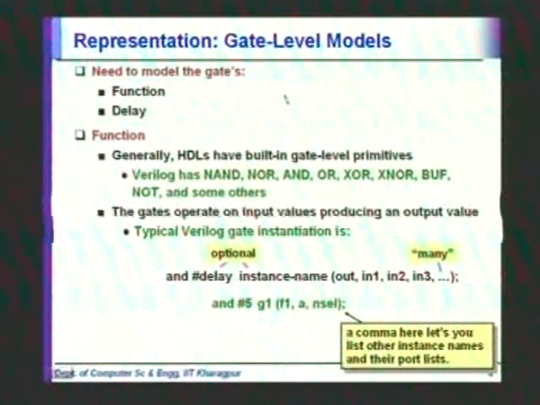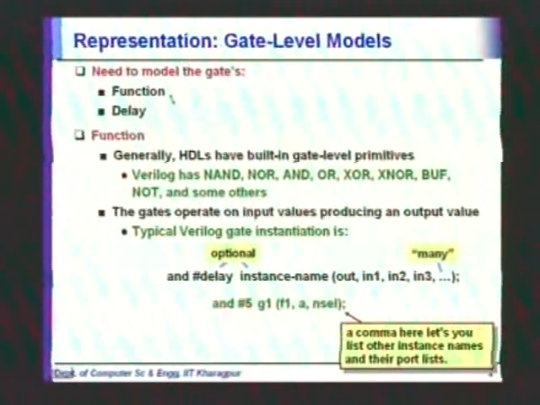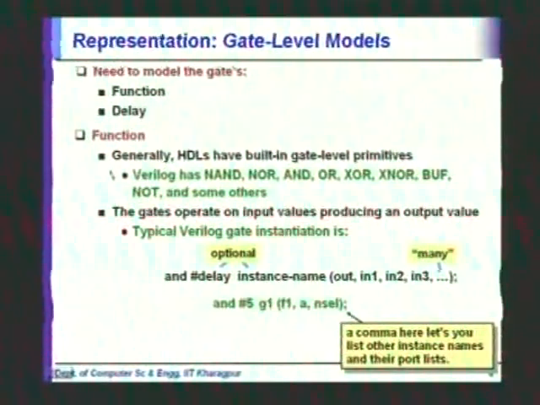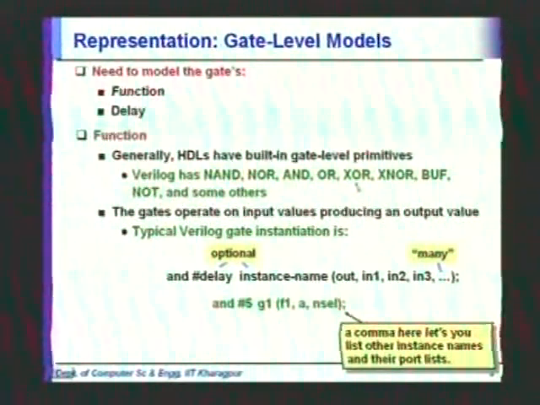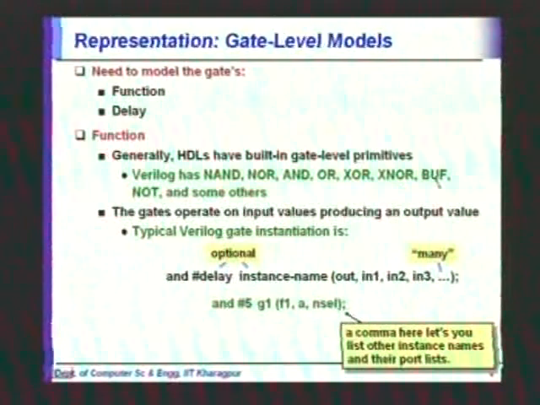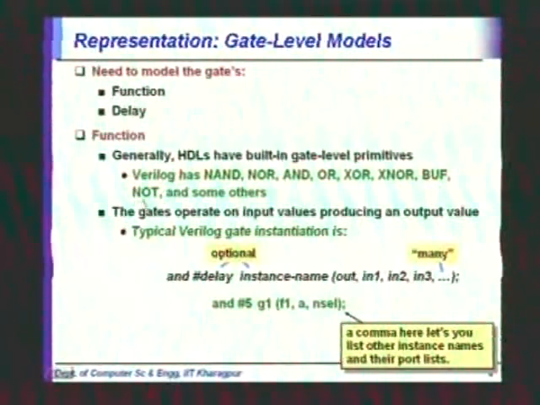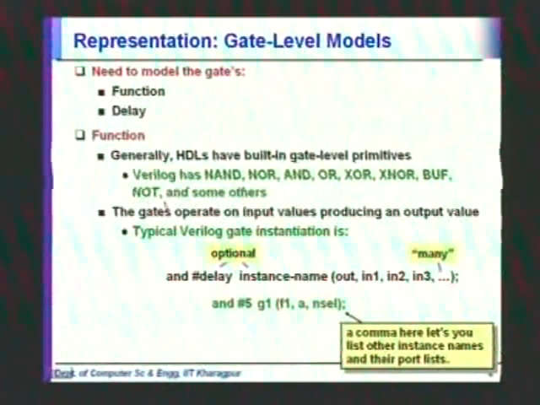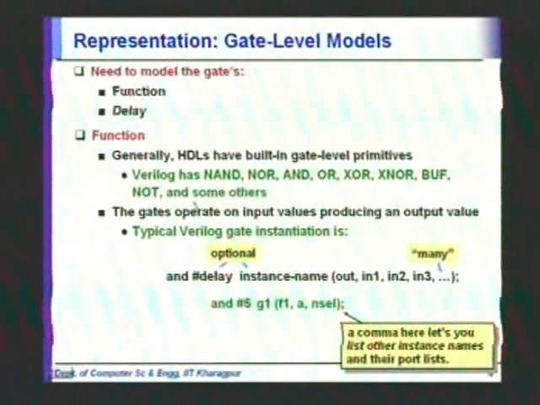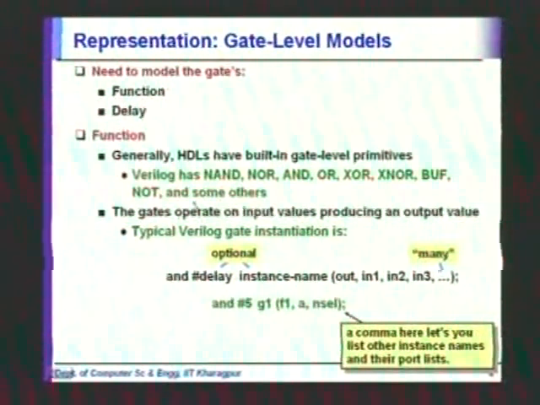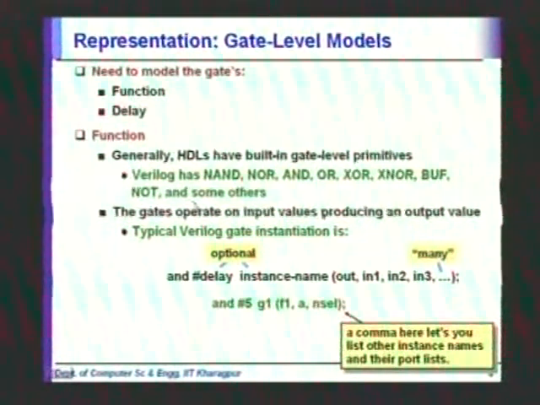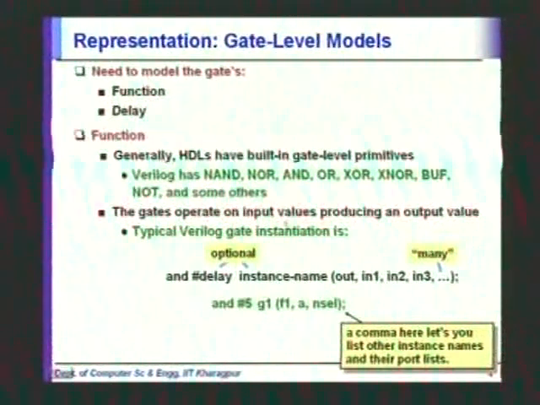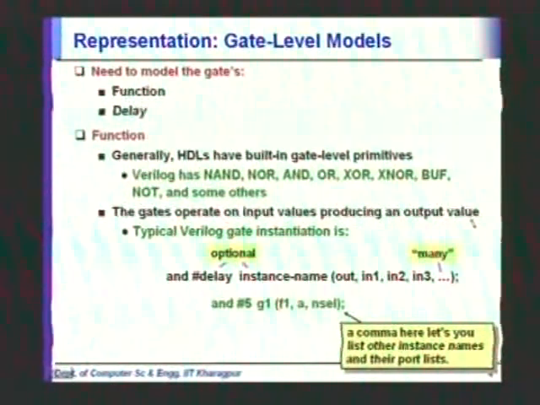So, in gate level models, we need to model the gates, their functions and their delays. Verilog has the following types of gates. It has NAND, NOR, AND, OR, XOR, XNOR. You can have a buffer, and you can have the NOT gate, and a few others. But you can define your own functions also. You can define modules which are compositions of different gates. The gates operate on input values producing an output value.